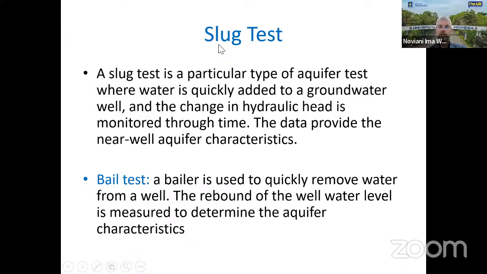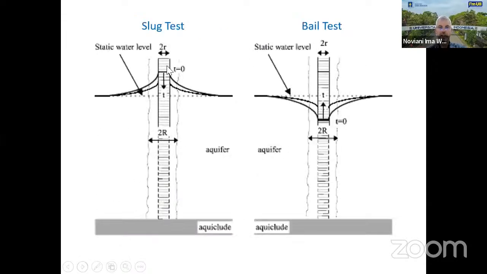Such a test we call a slug test. We're basically adding a slug of water. I can show you the next slide here. We're adding a slug of water, increasing the water level inside the well, and then measuring how the water is slowly dispersing and returning to the original water table level. It's the opposite of a pump test. And that's great because these tests are quick and fairly inexpensive, but they only give information about the well itself, not far beyond the well.